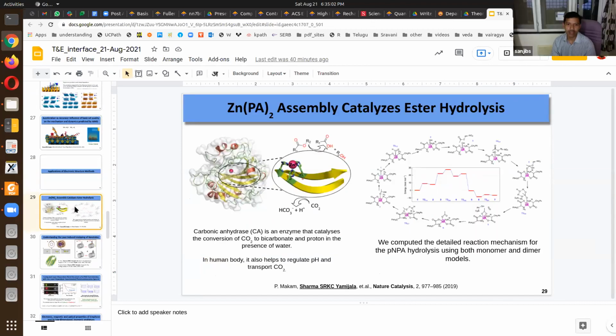For enzymatic reactions such as this, at what level do I describe my protein? Sorry, I could not hear you. I can describe my protein. You must be describing it in an implicit way, right? I'm actually simulating this ZnPA2 assembly. It's not the anhydrase. I'm not simulating the enzyme here. I'm just simulating the supramolecular assembly that they have synthesized, which is mimicking the carbonic anhydrase. I'm just simulating this part, which contains a zinc atom and the other.